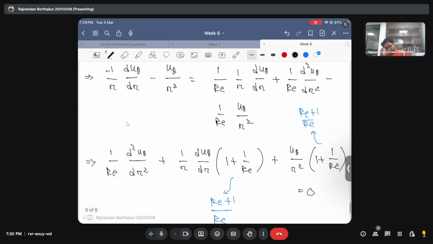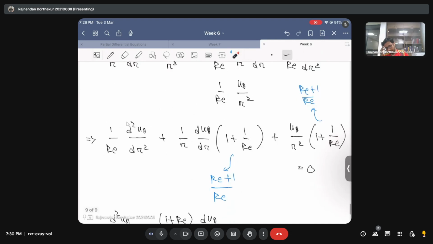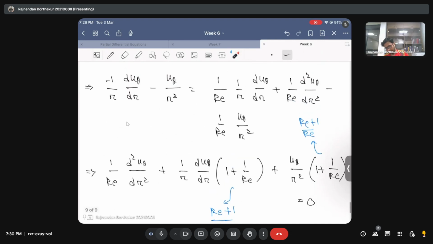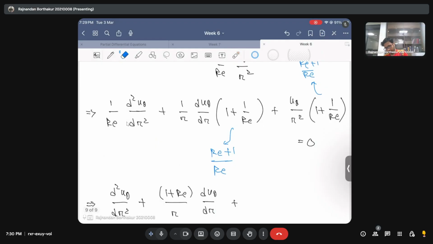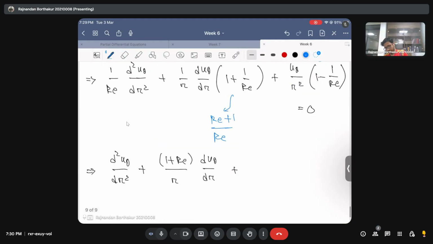Okay, so this time it's a minus. Oh, hold on, I think I made a mistake. Remember, there is a minus here, which means this term will be 1 minus Re. So this term will be Re minus 1 then. Just check the sign. This term will be just Re minus 1. So this term will then be equal to Re minus 1 by r squared times u theta.